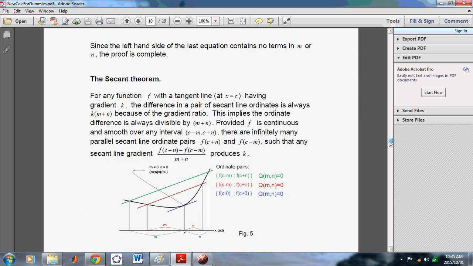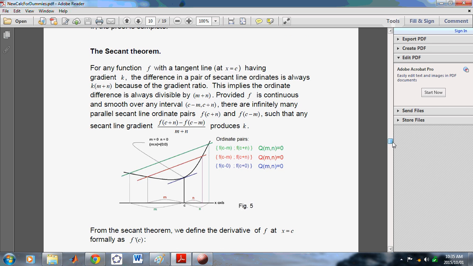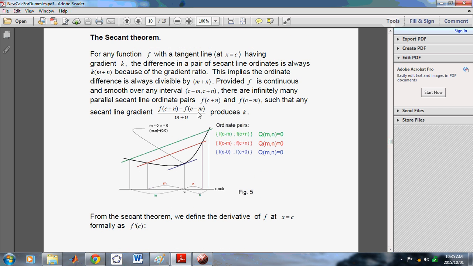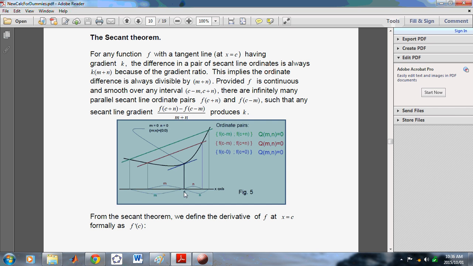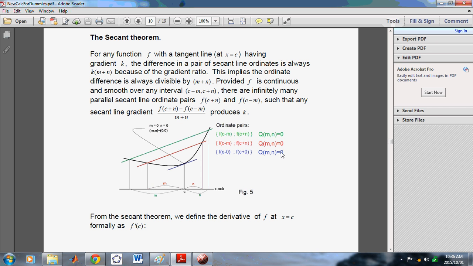Okay, so the secant theorem, just very briefly, in this Calculus for Dummies, says that there are infinitely many secant pairs in here that satisfy the slope of the secant lines, which are parallel to C. There is a special relationship for every continuous and smooth curve in calculus between this distance here, m, this distance, n, and C. And that relationship is given in the auxiliary equation, which I'll talk about in another YouTube video and exactly what it means.